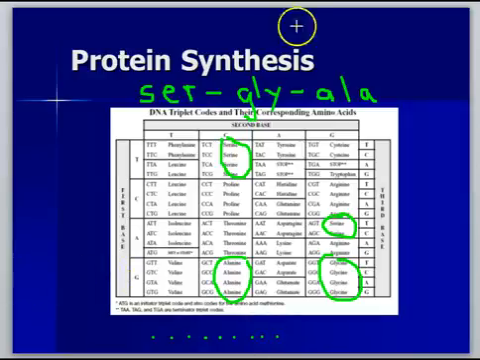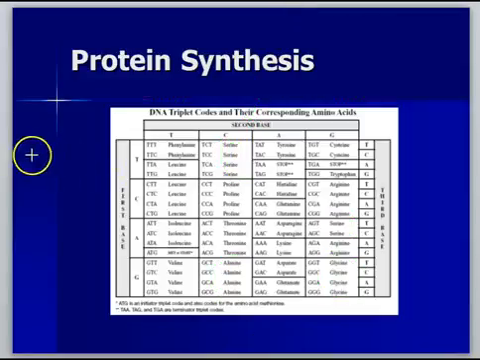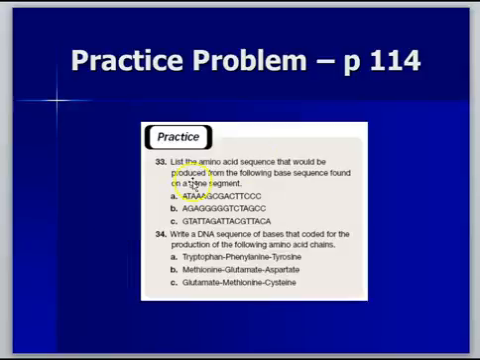So in your textbook, there is a section where you can get some practice with this. It's right here, where you're going to take your DNA sequence and you're going to turn it into amino acid sequence, and vice versa. You're going to take your amino acid sequence and convert it into your DNA sequence. So on page 114 in your textbook, that will give you some good practice doing this part.